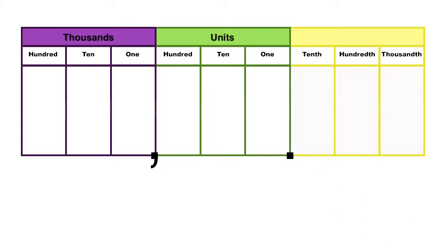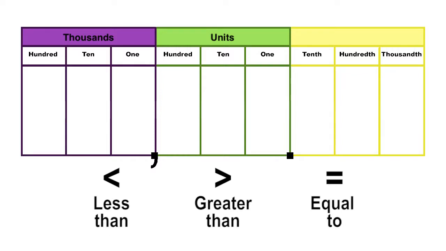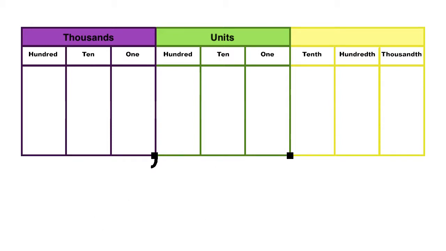Students should also understand the terms less than, greater than, and equal to, as well as the mathematical signs used to represent these terms. From previous grade levels, students should understand the base 10 system and feel comfortable using a place value chart. Fifth grade expands the place value chart to include tenths, hundredths, and thousandths.